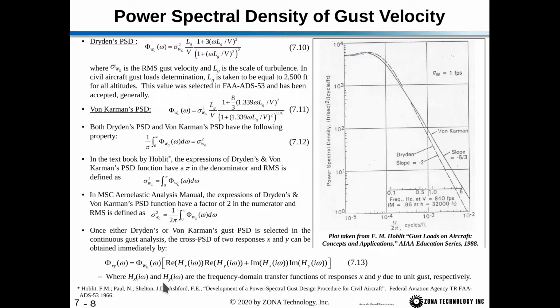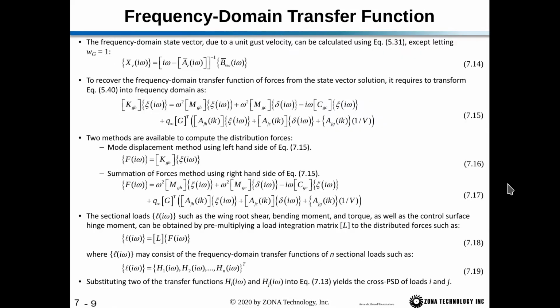Hx of i omega and Hy of i omega, shown here, are the frequency domain transfer functions of the responses x and y due to a unit gust, respectively. And this is a plot here of Dryden's PSD and von Karman's PSD. Next, we'll look at the frequency domain transfer function.